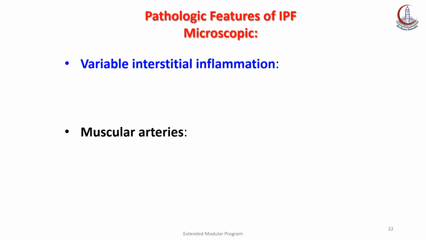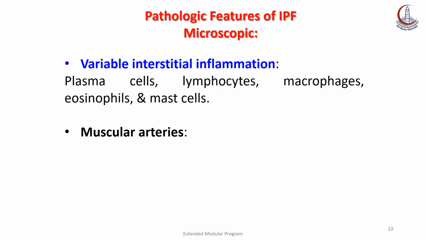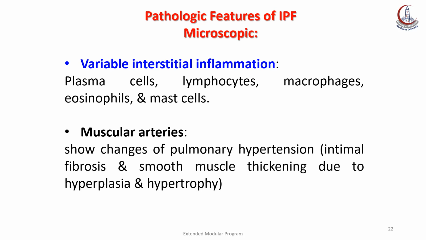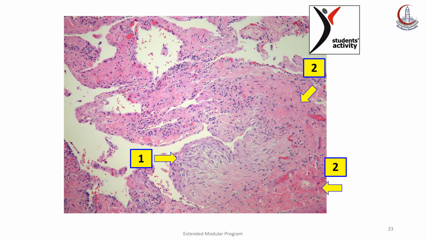Pathologic features of IPF, microscopic, will be, again, variability in the intensity of inflammation. What type of inflammatory cells? Plasma cells, lymphocytes, some macrophages, eosinophils, mast cells, and thickening of the muscular arterioles, changes in the pulmonary arterioles due to pulmonary hypertension leading to intimal fibrosis, smooth muscle thickening due to hyperplasia and hypertrophy.